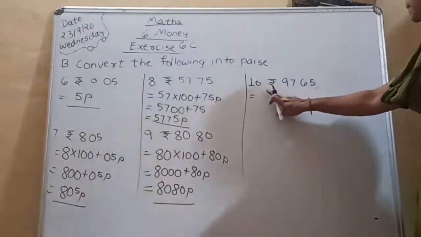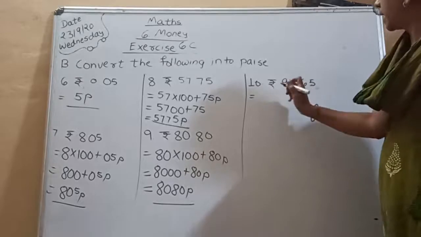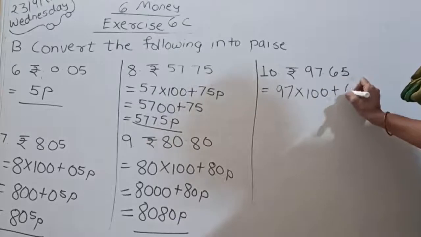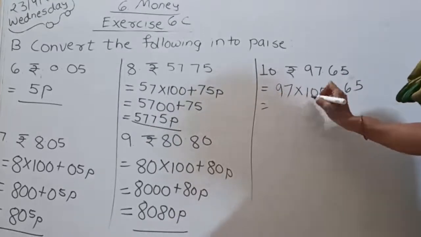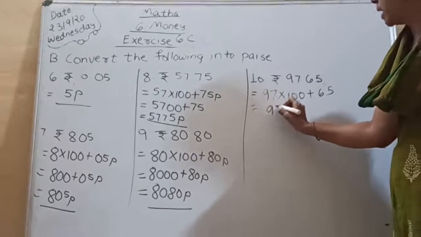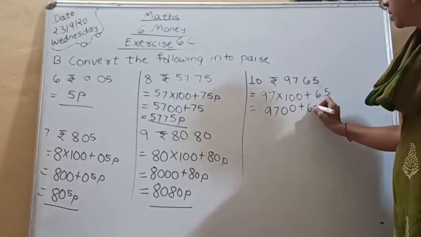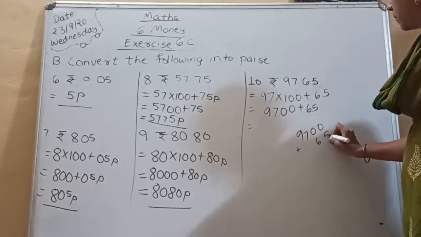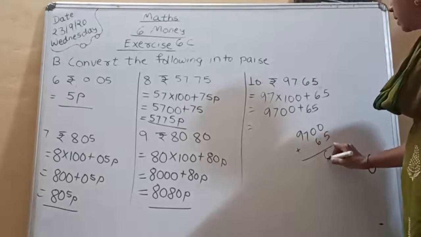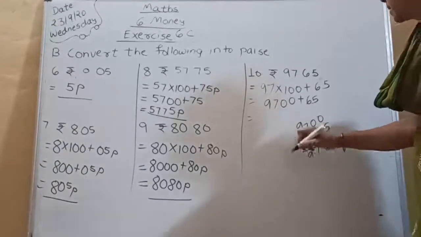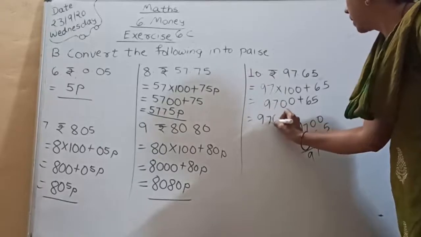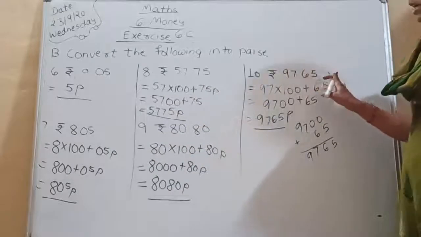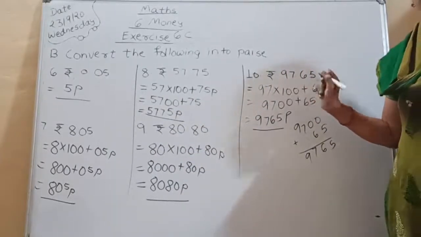Then see 10th example. Rupees 97.65. Rupees 97 means what? 97 multiplied by 100 plus 65. 97 multiplied by 100 means what? 9700 plus 65. 5 plus 0, 5, 6 plus 0, 6, 7 as it is, 9 as it is. What is the answer? 9765 paise. So in this way you complete all these 10 examples in your notebook.